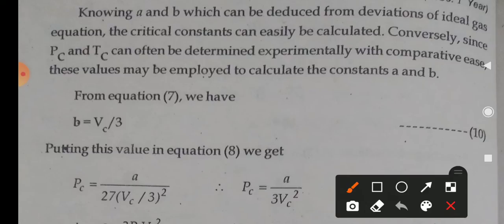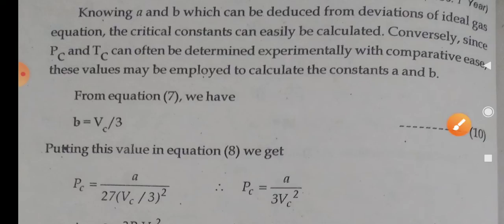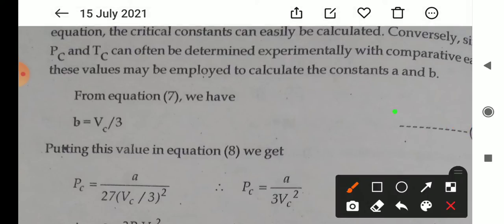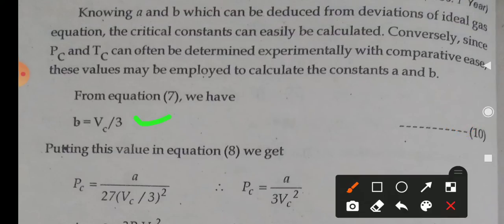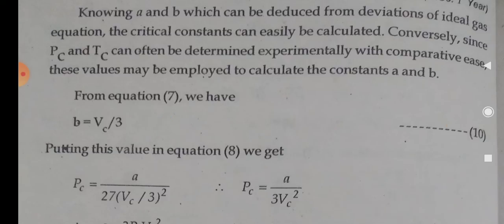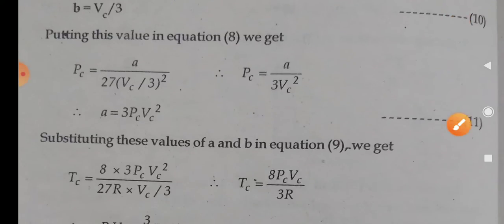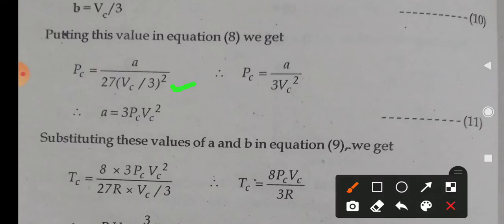So what is the equation for VC? We have the equation VC is equal to 3B. From that equation we can calculate B as B is equal to VC by 3. Putting this value in equation 8, we get this equation. Putting the value of B in the equation of PC, we get A equal to 3 PC into VC square.